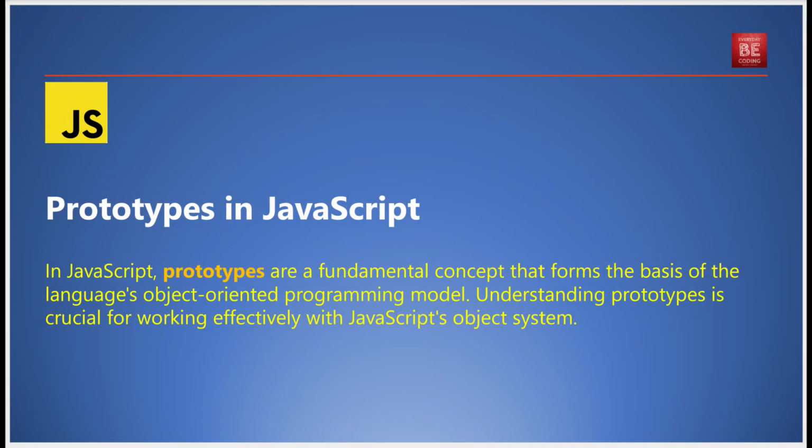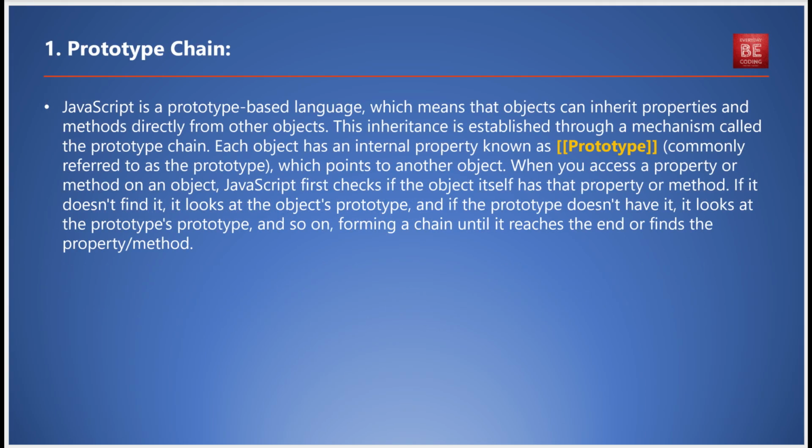Have you ever wondered how JavaScript's object-oriented programming model works? Today we're diving into the intriguing world of JavaScript prototypes. Let's begin with the prototype chain. JavaScript is a prototype-based language, which allows objects to inherit properties and methods directly from other objects. This inheritance is established through the prototype chain.